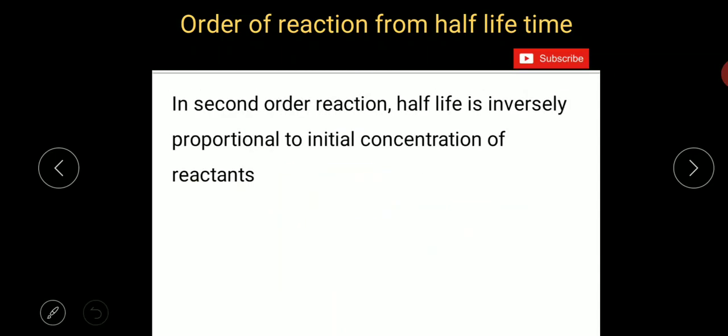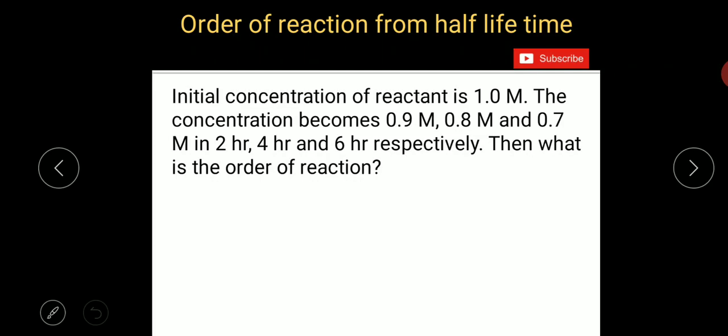And when you come to second-order reactions, half-life time is inversely proportional to the initial concentration of reactants. Let us solve this question. The initial concentration of reactant is 1 molar. The concentration becomes 0.9 molar in 2 hours, 0.8 molar in 4 hours, and 0.7 molar in 6 hours respectively. Then what is the order of reaction?